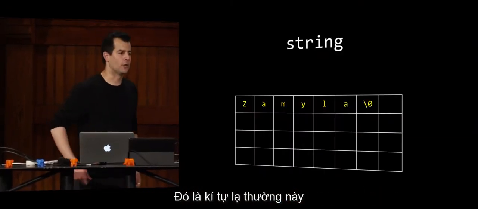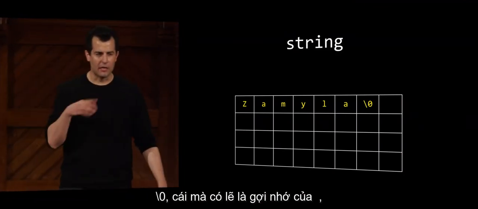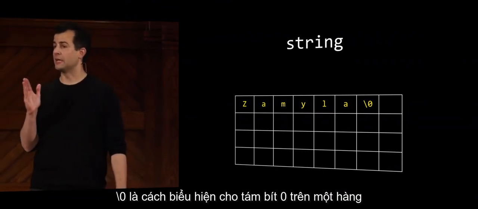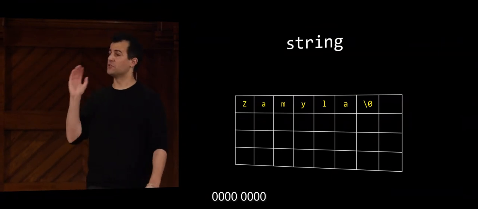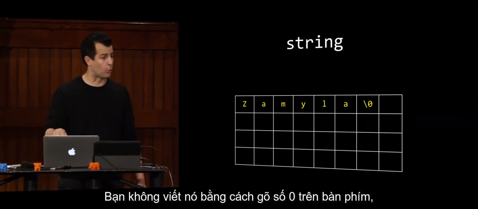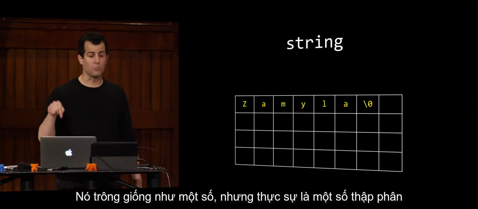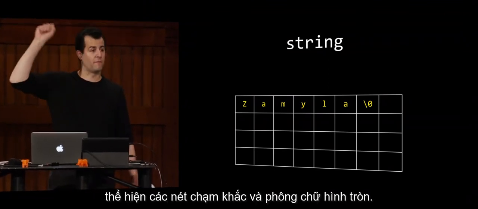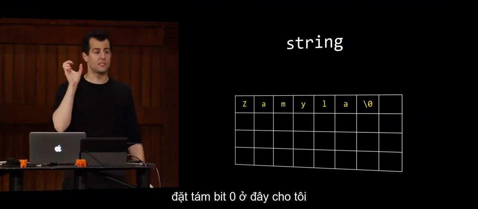It's this funky character, \0, which is perhaps reminiscent of \n and so forth, these special escape sequences. \0 is the way of representing 8 0 bits in a row: 00000000. The way you express that is not to hit the number 0 on your keyboard, because in fact, that is an ASCII char. It looks like a number, but is actually a decimal number that represents this circular glyph, this circular typeface. Meanwhile, \0 means literally put 8 0 bytes here for me.